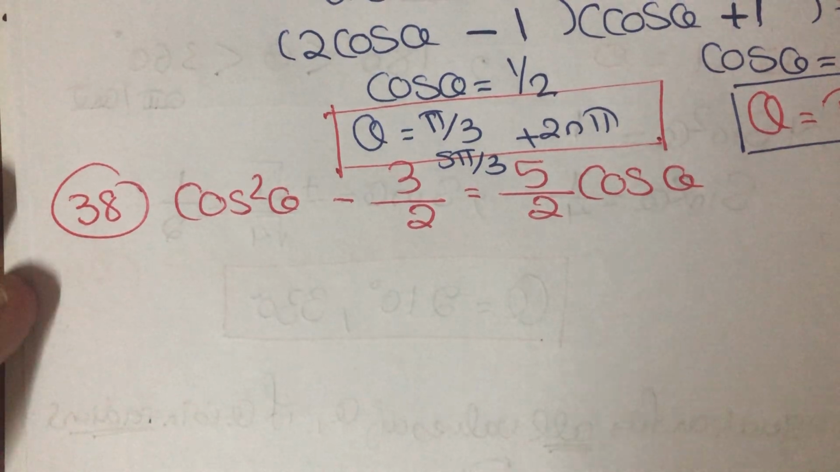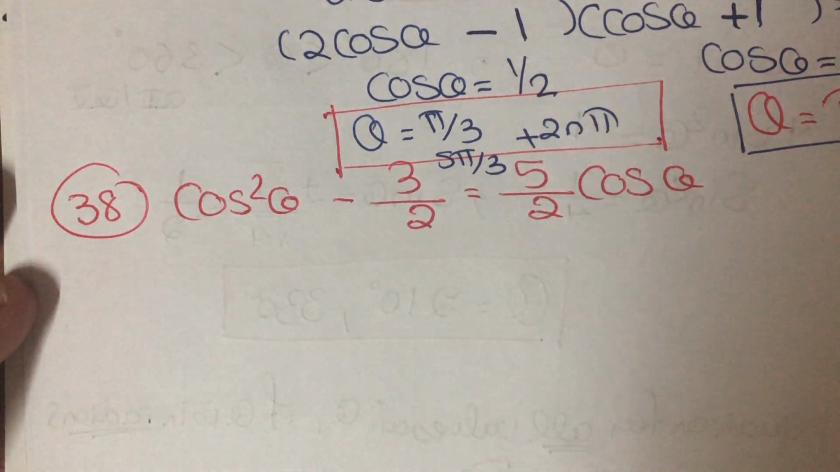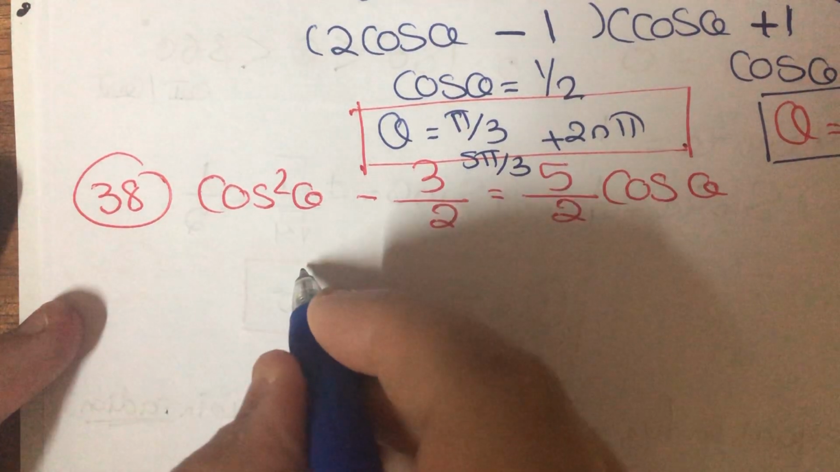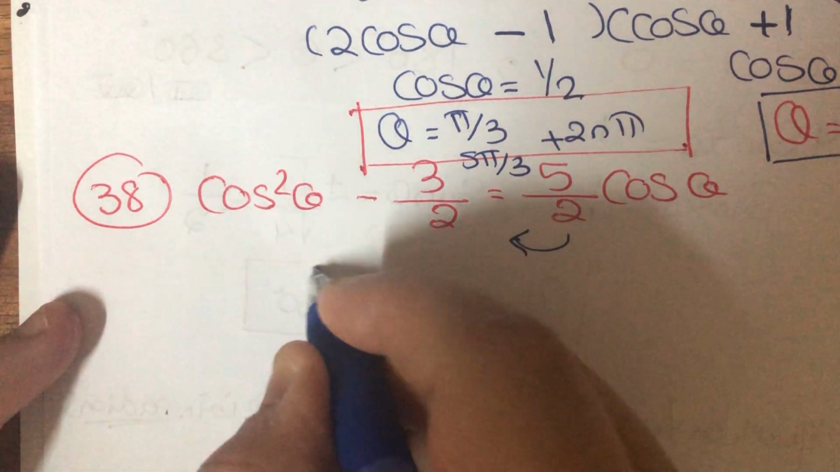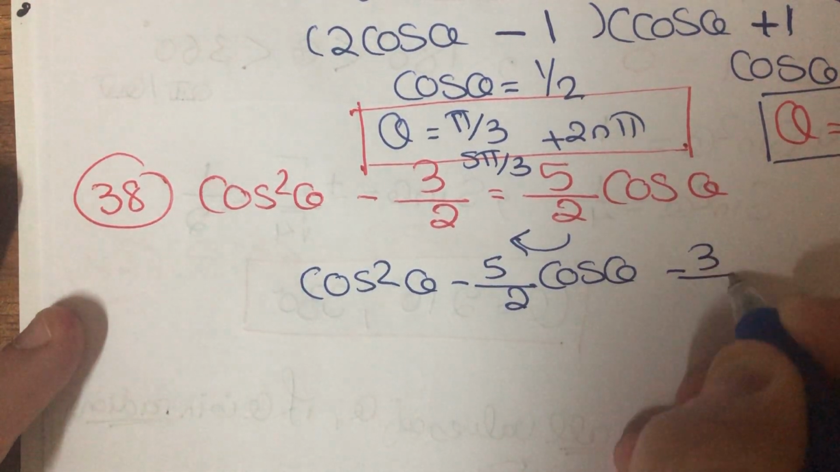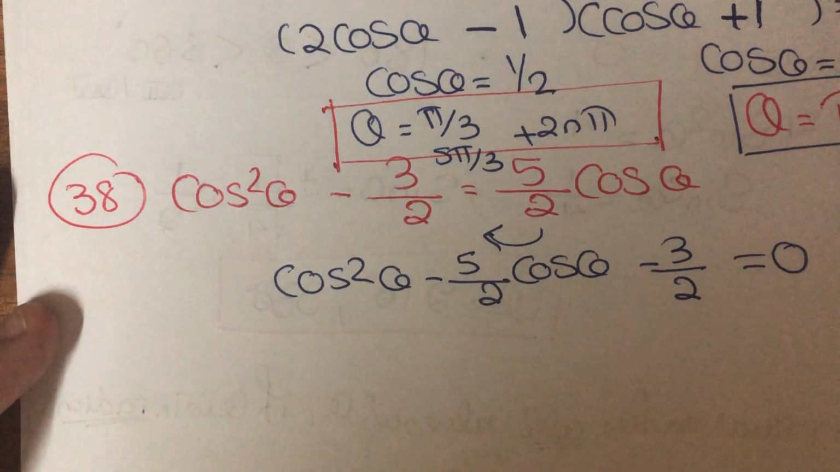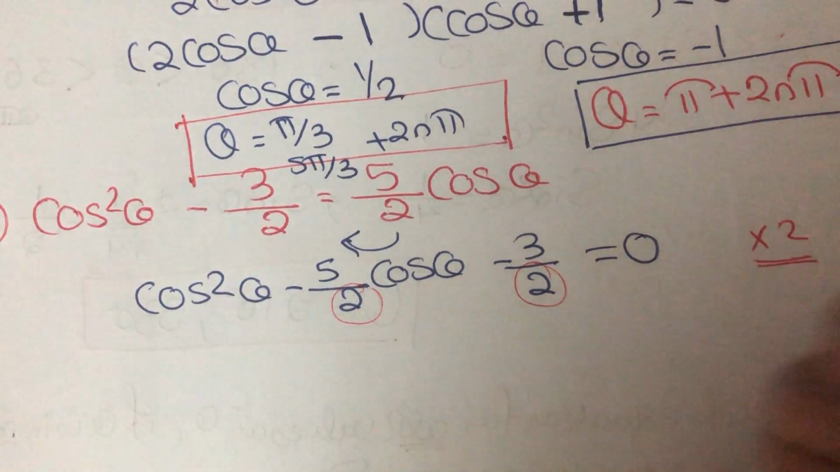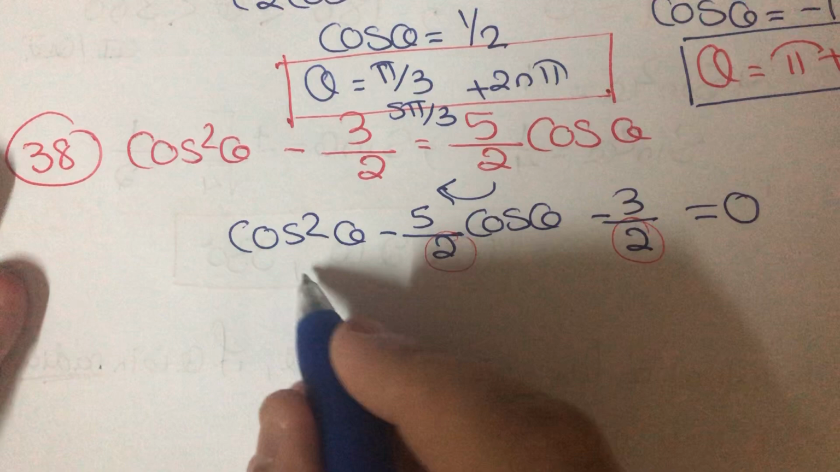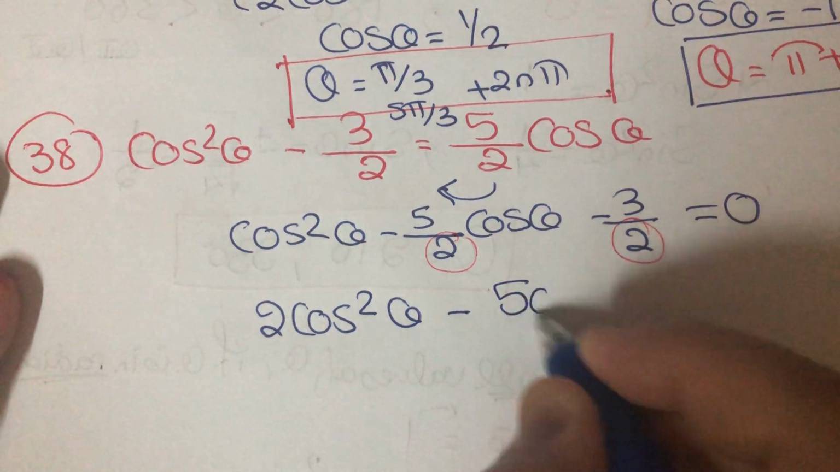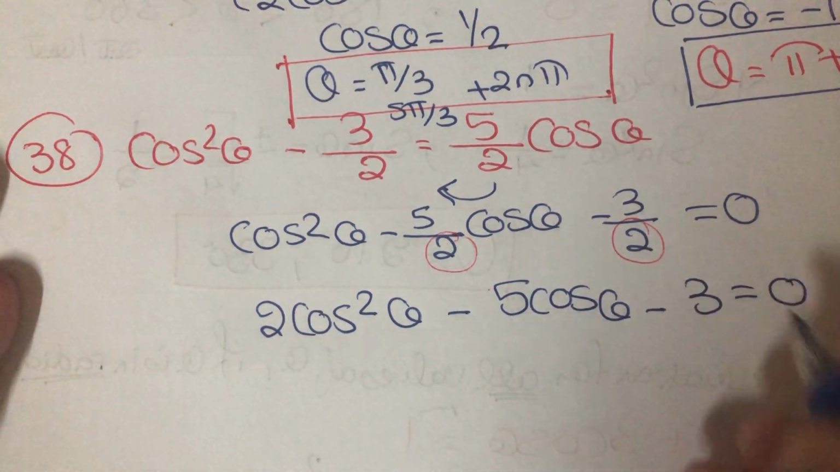The next is number 38. Cosine squared theta minus, okay, I also can see factoring is a perfect thing over here. So I will have cosine squared theta minus 5 over 2 cosine theta minus 3 over 2 equals 0. We do not like much of over 2 and over 2. It's easier to multiply everybody by 2, every single term in the equation. So this one would become 2 cosine squared theta minus 5 cosine theta minus 3 equals 0.